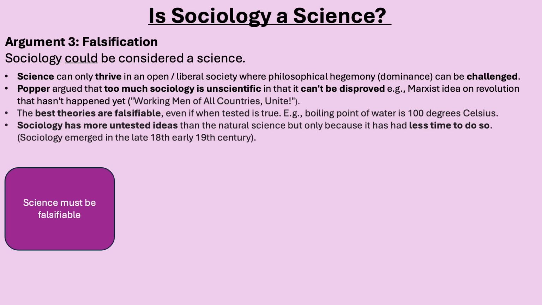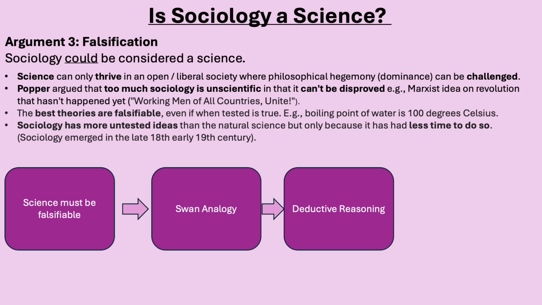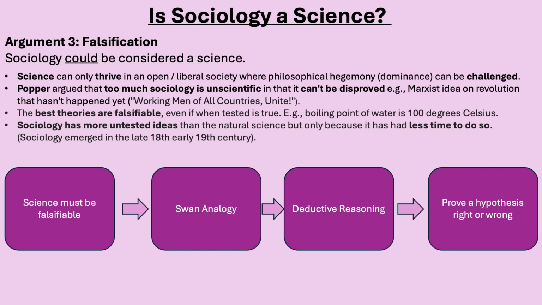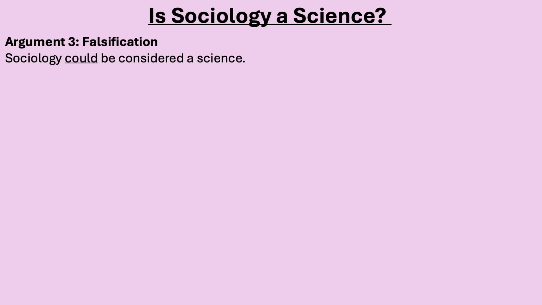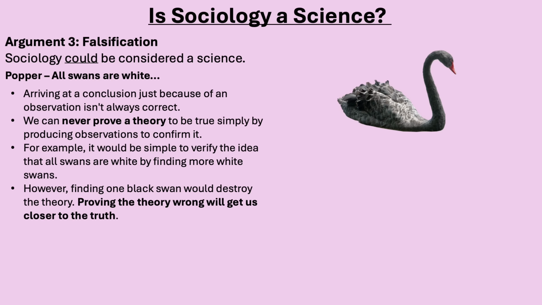And the process of this, so science must be falsifiable, which is a swan analogy, we'll get onto that in a moment, which is deductive reasoning and proving a hypothesis wrong. Looking at the swan analogy, it took me quite a while to get my head around this, but once you get it, you get it. All swans are white. Arriving at a conclusion just because of an observation isn't always correct. We can never prove a theory to be true simply by producing observations to confirm it.